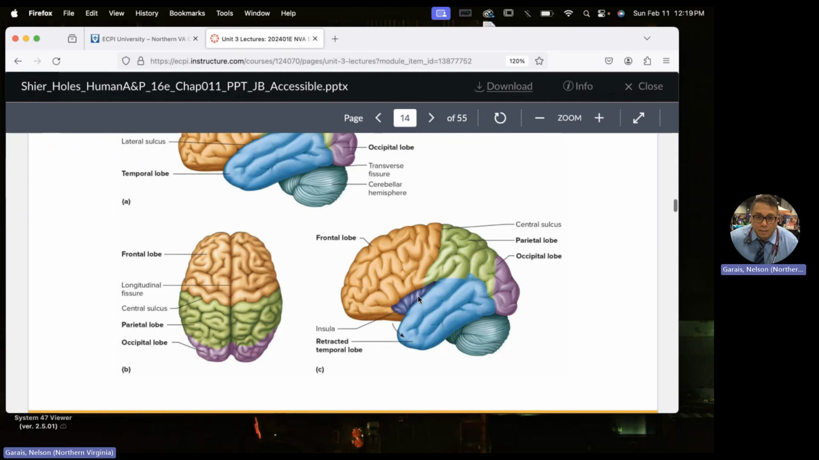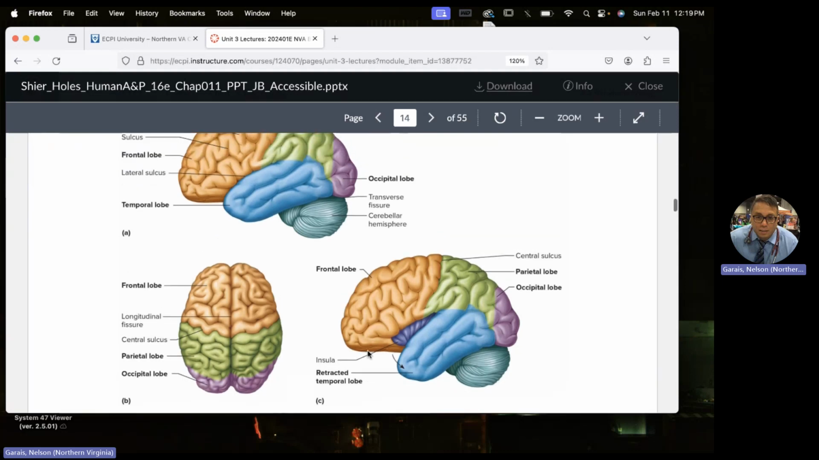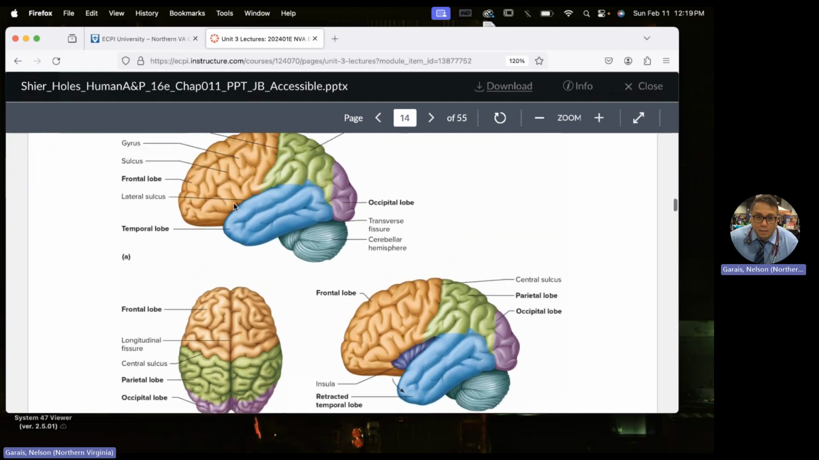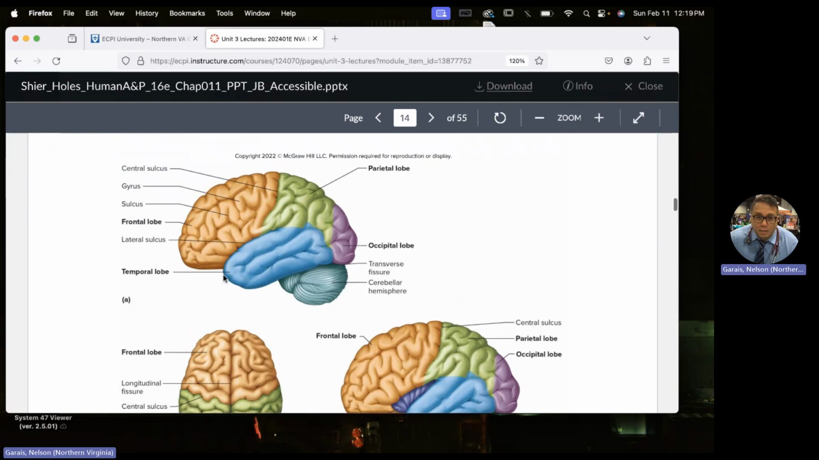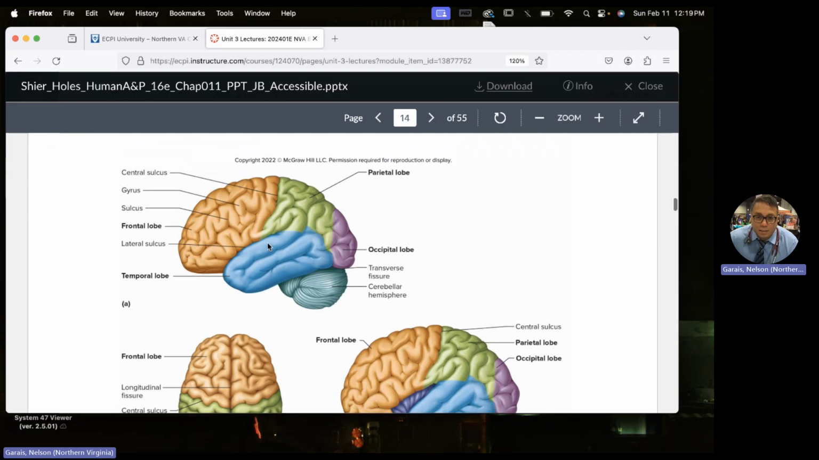Insula is this area here in between your temporal lobe and your frontal lobe, right? You got to pull it back just a little bit. And your lateral sulcus right here, because it's going what? It's on your side. And then your central sulcus right here.